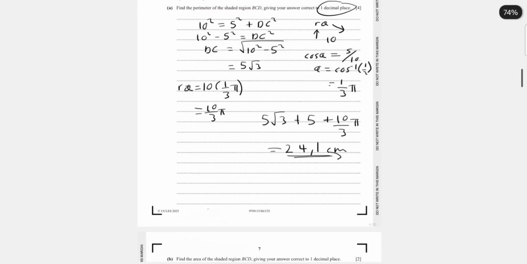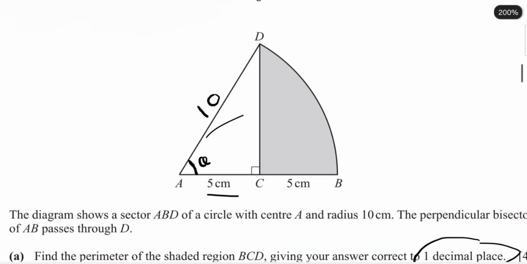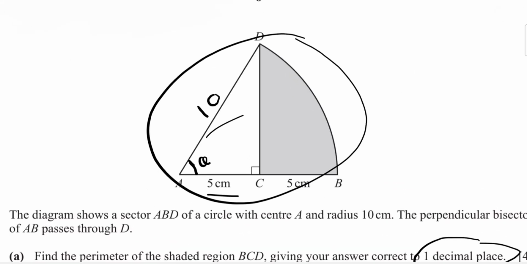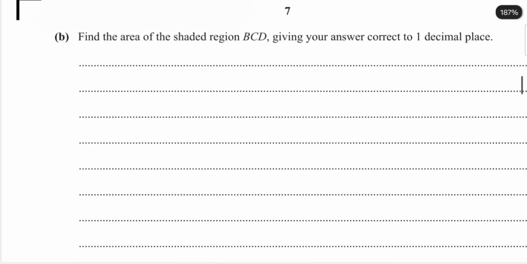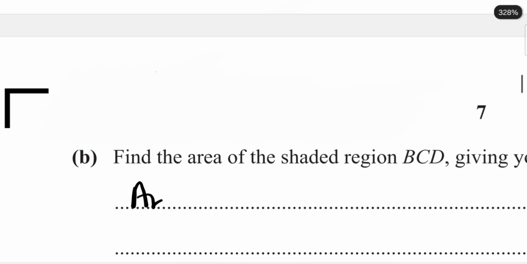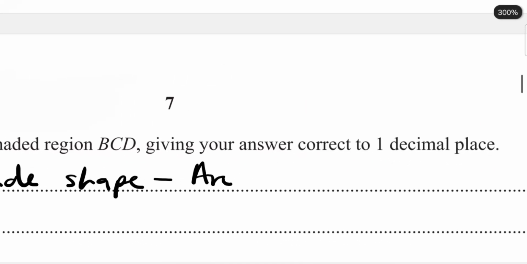And moving on to part B, it says find the area of the shaded region BCD, giving your answer correct to 1 decimal place. So for the area of the shaded region, we're going to say area of the whole shape minus area of the unshaded part.